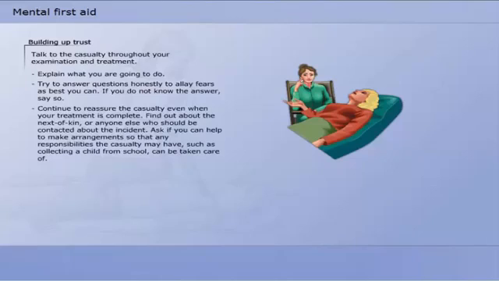Find out about the next of kin, or anyone else who should be contacted about the incident. Ask if you can help to make arrangements so that any responsibilities the casualty may have, such as collecting a child from school, can be taken care of.